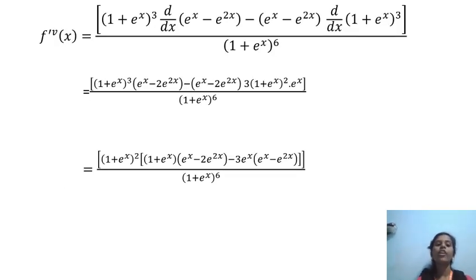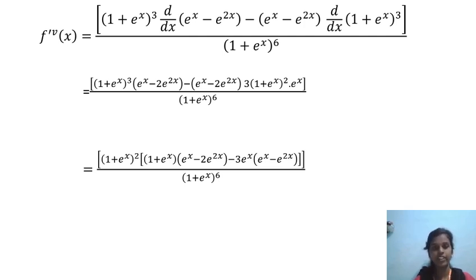And f⁗(x) equals (1 + e^x)³ · d/dx of (e^x − e^(2x)) − (e^x − e^(2x)) · d/dx of (1 + e^x)³, divided by (1 + e^x)^6. By again using those formulas, we get (1 + e^x)³ · (e^x − 2e^(2x)) − (e^x − e^(2x)) · 3(1 + e^x)² · e^x, divided by (1 + e^x)^6.